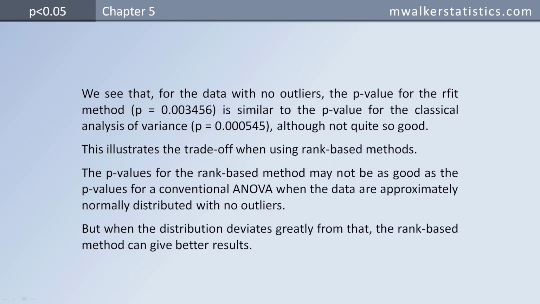We see that, for the data with no outliers, the p-value for the rfit method, p equals 0.003456, is similar to the p-value for the classical analysis of variance, p equals 0.00545, although not quite so good. This illustrates the trade-off when using rank-based methods. The p-values for the rank-based method may not be as good as the p-values for a conventional ANOVA when the data are approximately normally distributed with no outliers. But when the distribution deviates greatly from that, the rank-based method can give better results.